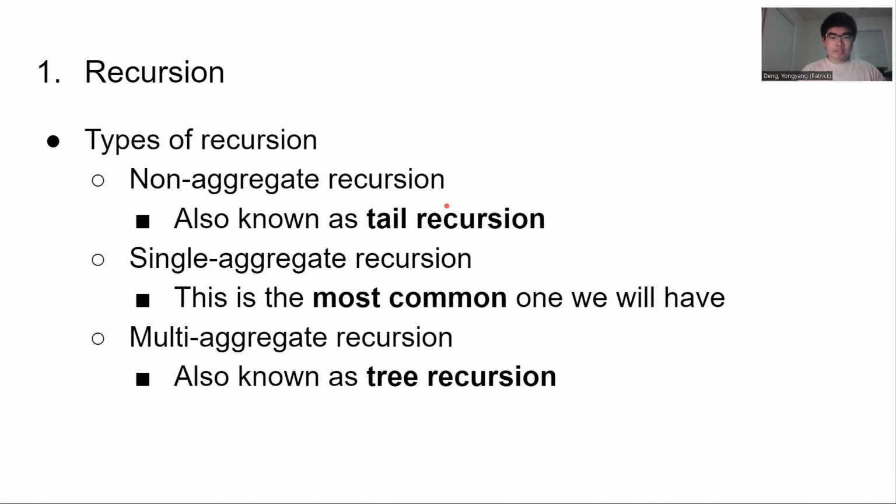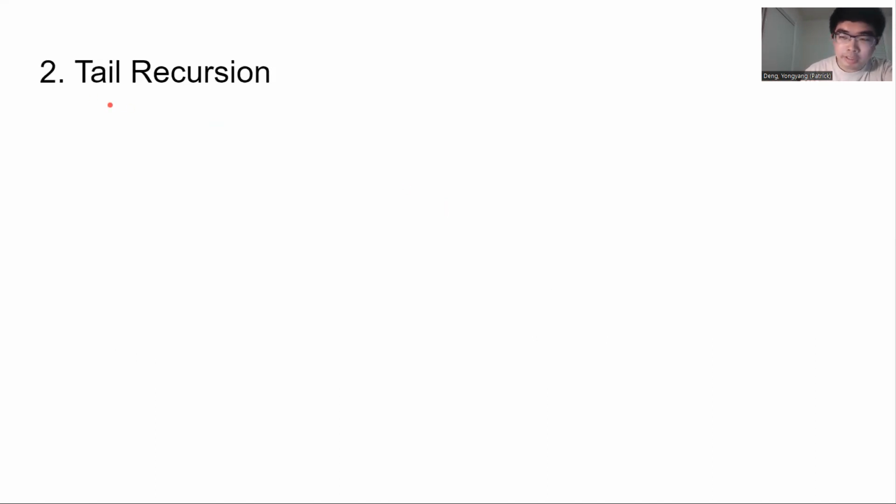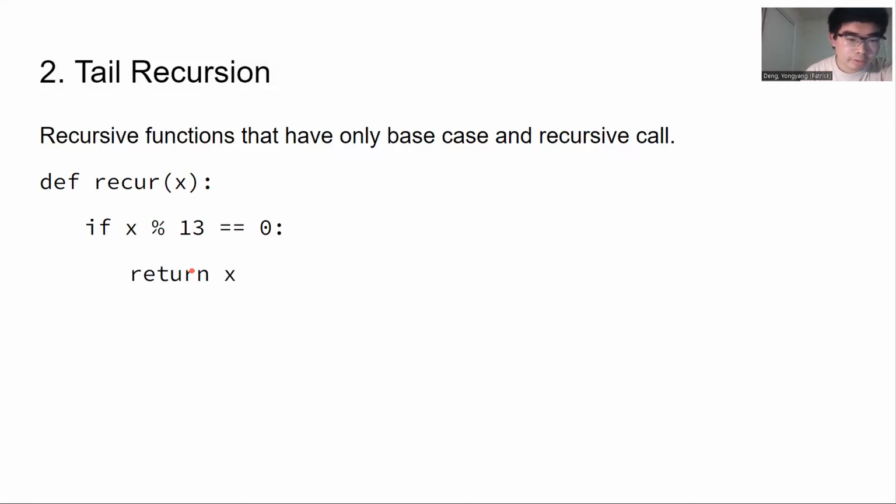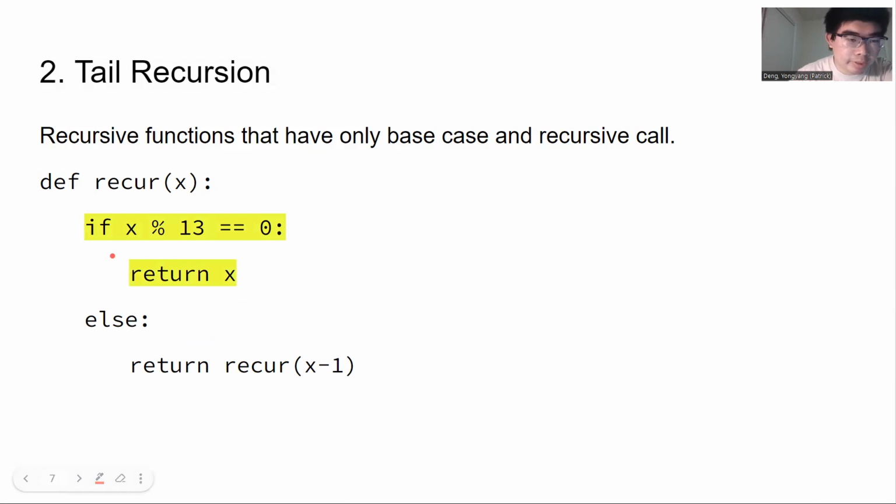So why is it called tail recursion? Why is it called non-aggregate? You will surely know very soon. Tail recursion is a recursive function that has only a base case and a recursive call. In other words, it does not aggregate. This is an example: define recur x, if x mod 13 is equal to 0, return x, else return recur x minus 1. So this is the base case of the recursion.